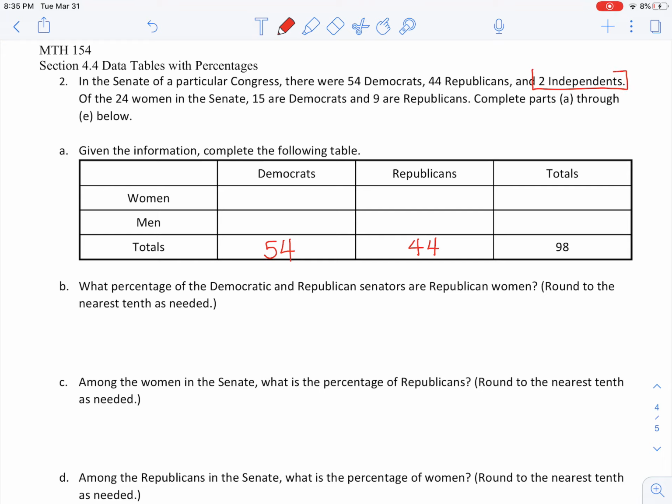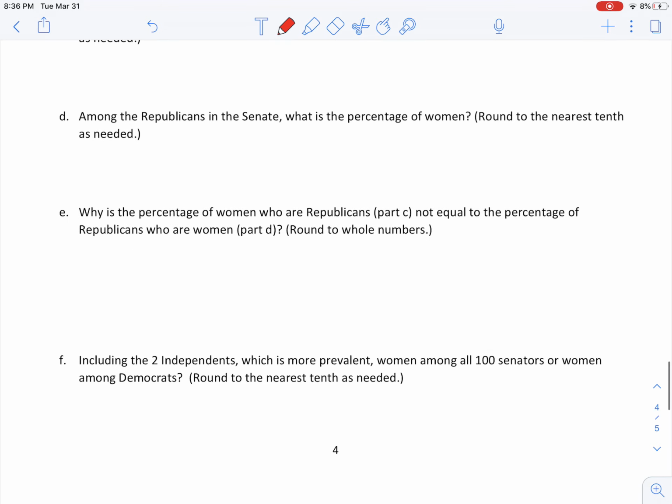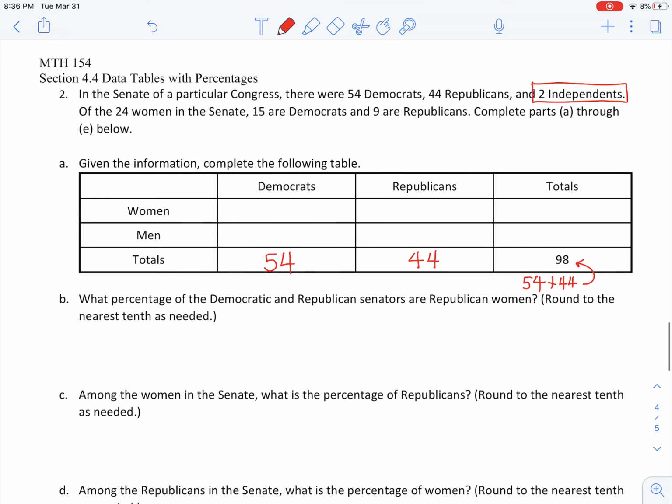And 2 independents. Now, we're not going to use this number until I think the very last part. Because if you add 54 plus 44, you will get 98 right there. So this two-way table doesn't have any independents listed. But we will use that number 2, I think, down here on F. Okay? Alrighty. So let's keep reading.